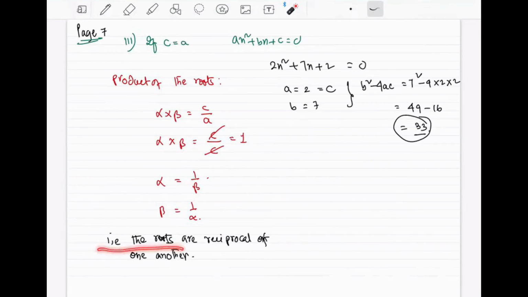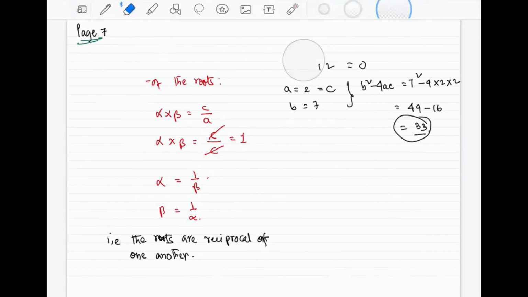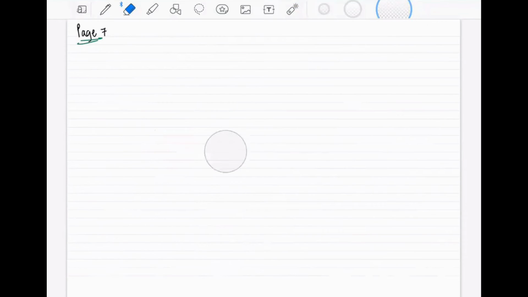Okay. Now the deductions for these three conditions are absolutely important. First condition, we put b is equal to 0. Second condition, we put c is equal to 0. Third condition, we put c is equal to a. So these three deductions can be put in multiple choice question form also. Sometimes we can form questions like this.